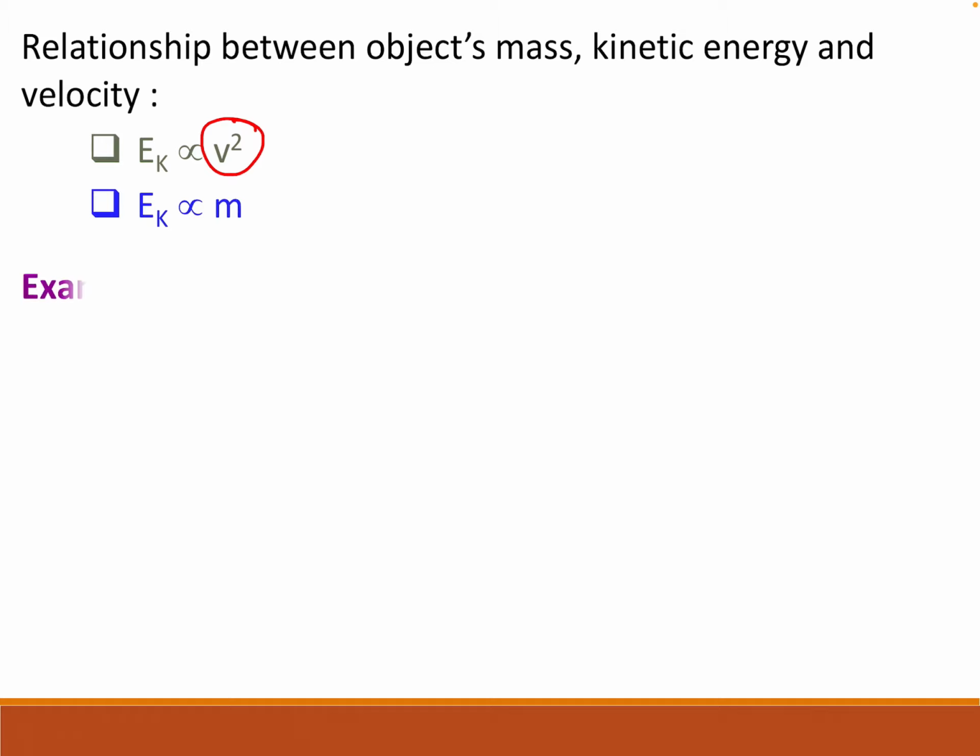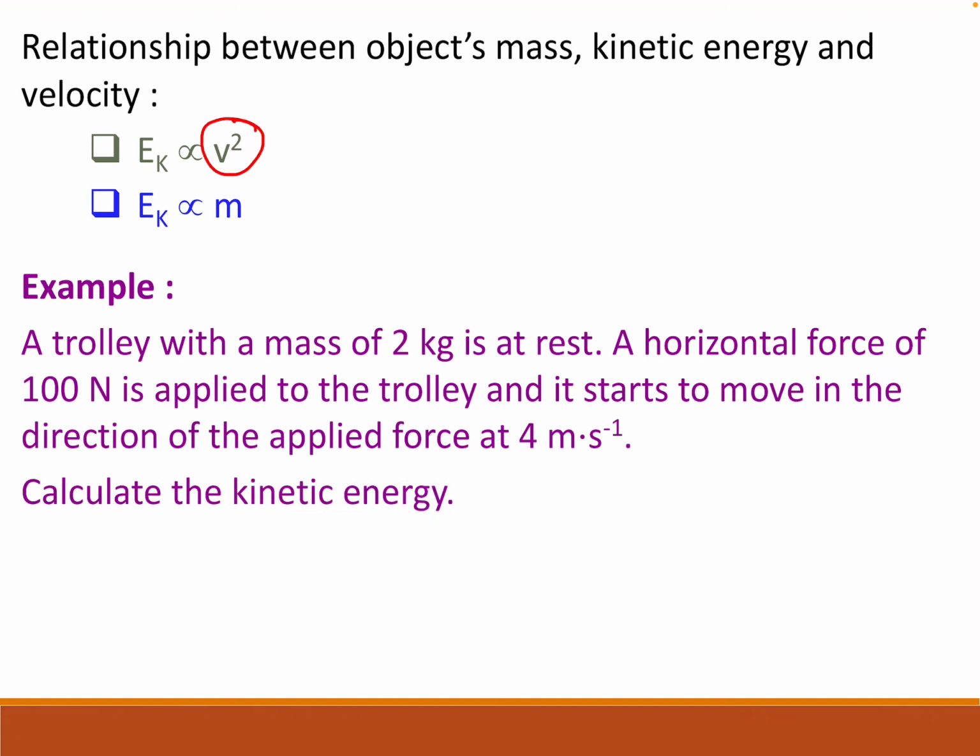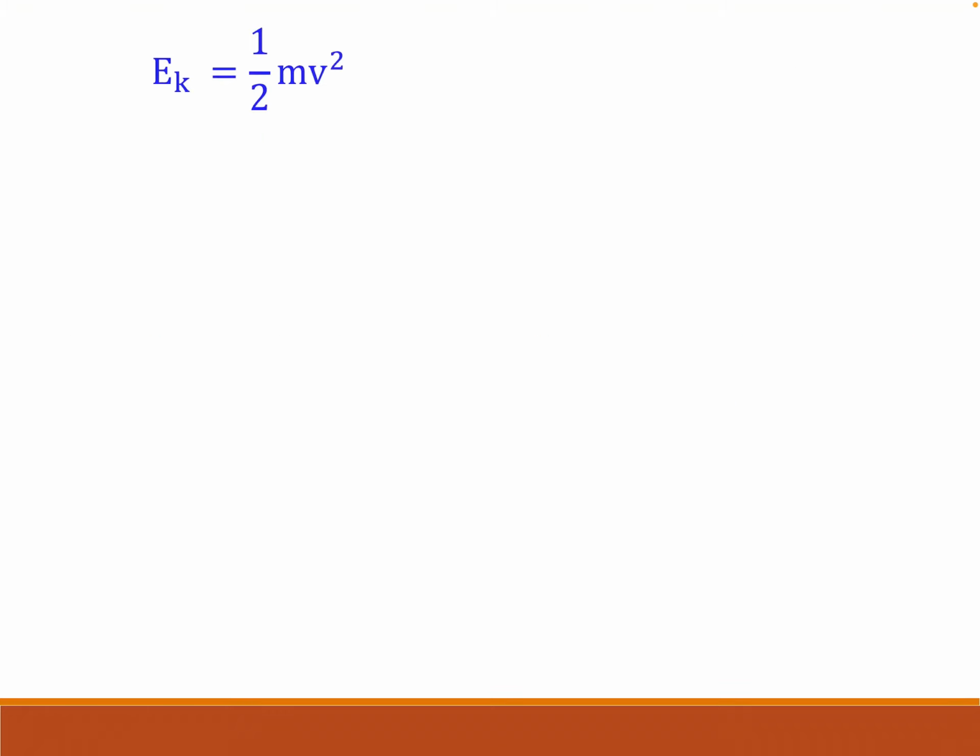Okay, so look at an example. A trolley with a mass of 2 kilograms is at rest. A horizontal force of 100 newtons is applied to the trolley, and it starts moving in the direction of the applied force at 4 meters per second. So at 4 meters per second, that's the velocity. They want kinetic energy. Well, EK equals a half mv squared. So half times 2 times 4 squared. Hopefully you can do this in your head, which is 16 joules. The force was irrelevant. It didn't matter about the force.